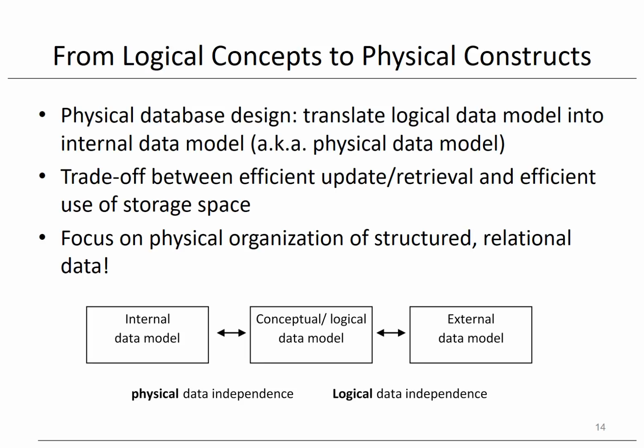The internal data model should provide adequate support for the most frequent and most time-critical operations. The figure below recapitulates the three-layer database architecture and the position of the internal data model in it. As discussed previously, this approach guarantees physical data independence. An optimal trade-off is pursued between efficient update or retrieval and efficient use of storage space. The main focus is on the physical organization of structured data by translating logical structures into physical ones.